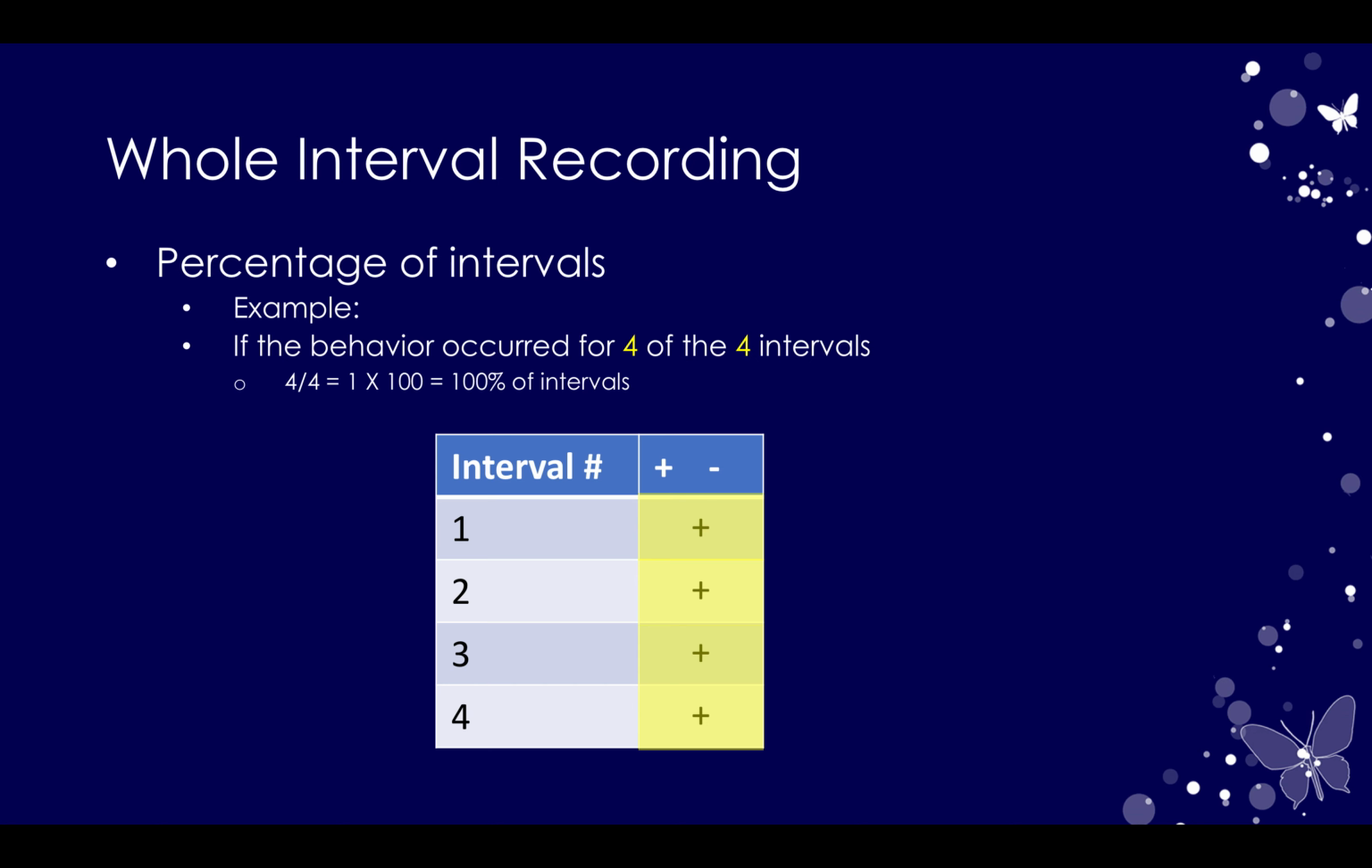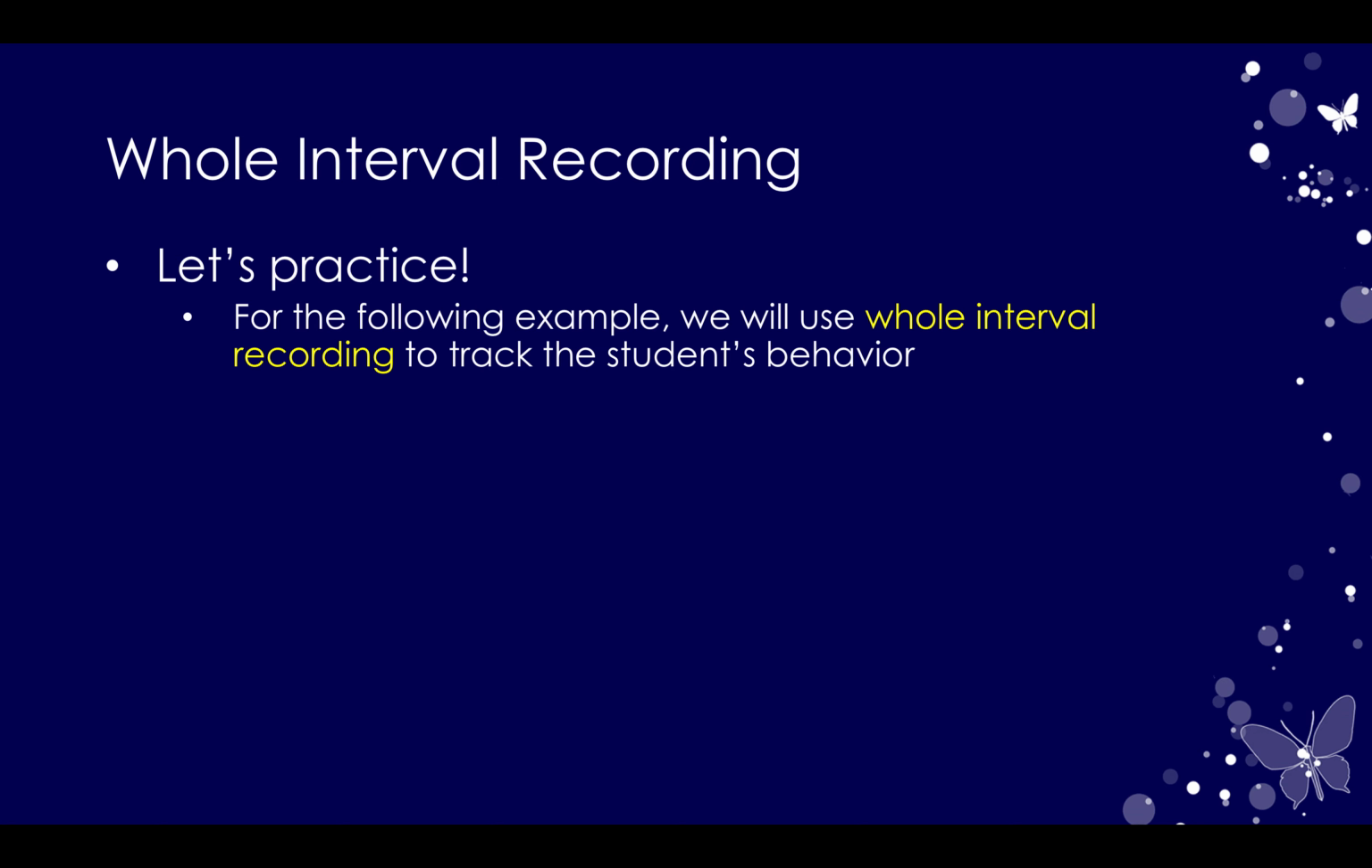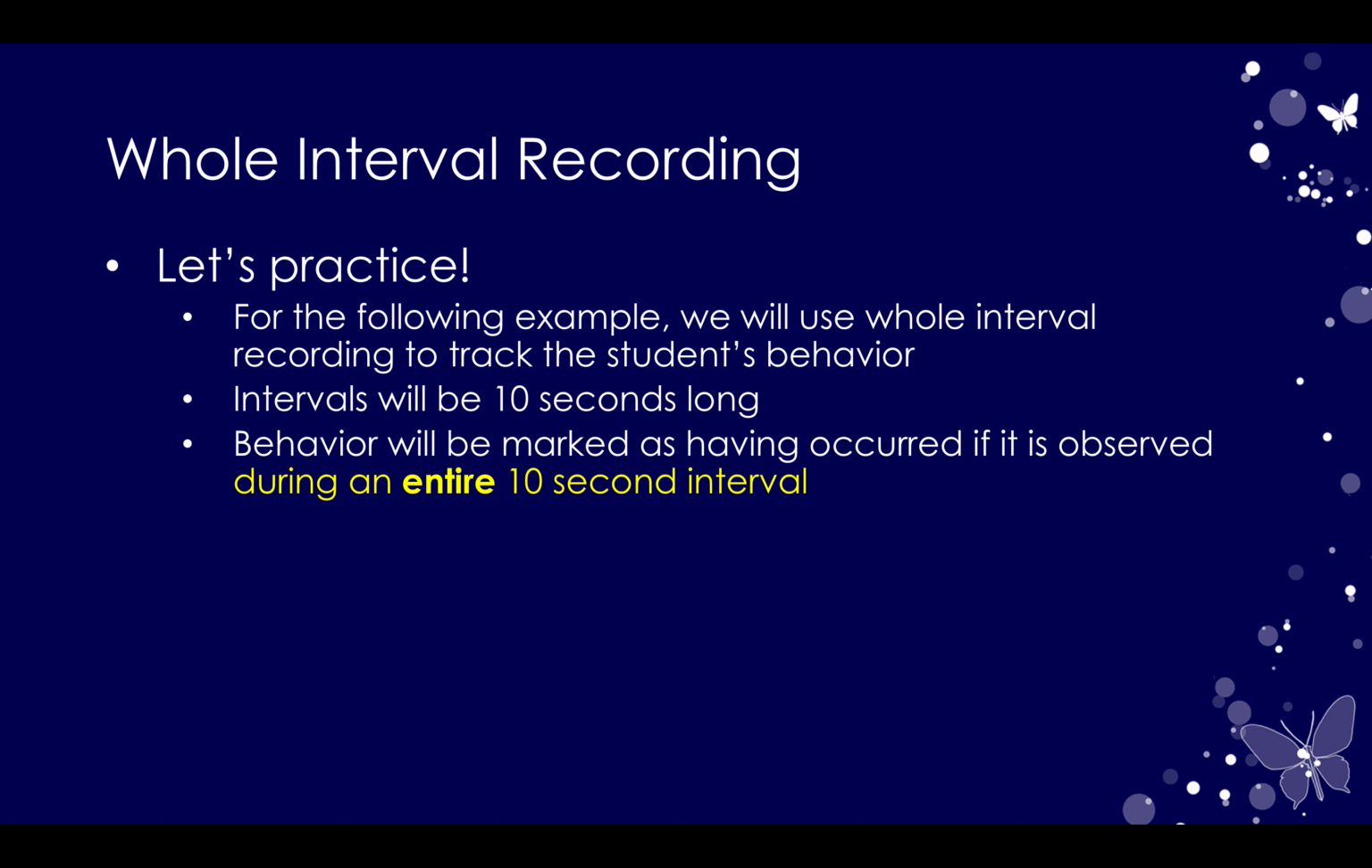So, as an example of calculating the percentage of intervals, if you measured the behavior for 4 intervals and if the behavior occurred for 4 out of those 4 intervals, then you would mark the occurrence of the behavior as 100% of intervals. Now let's practice. For the following example, we will use whole interval recording to track the student's behavior. Intervals will be 10 seconds long, and behavior will be marked as having occurred if it is observed during the entire 10-second interval.